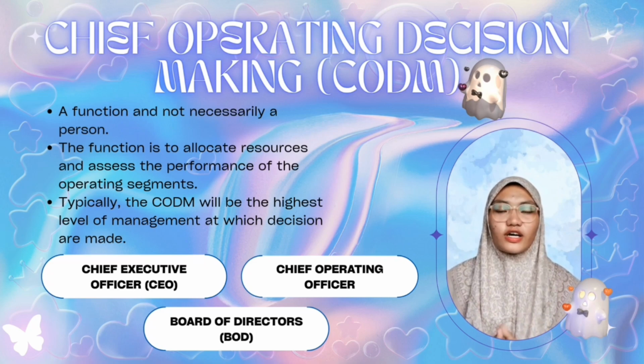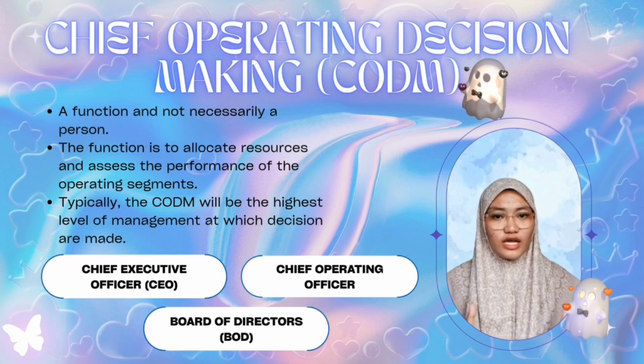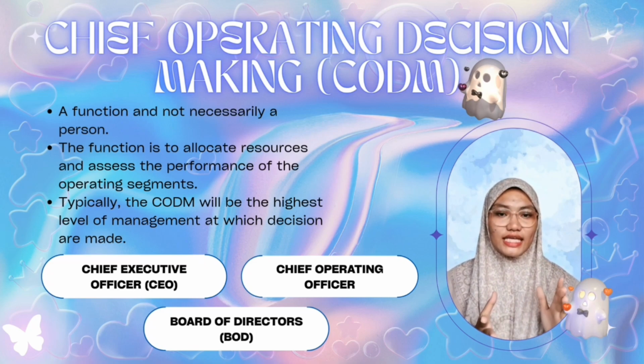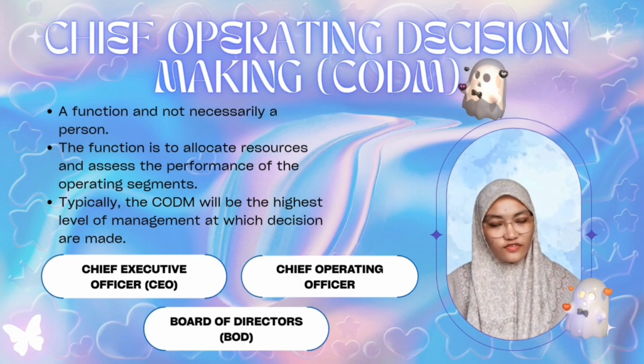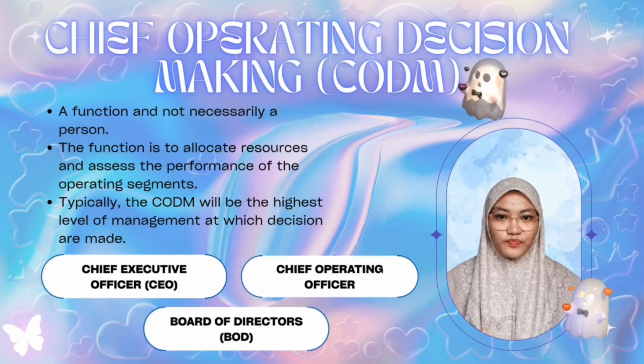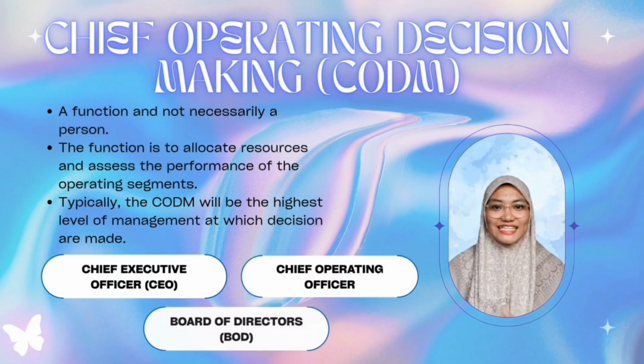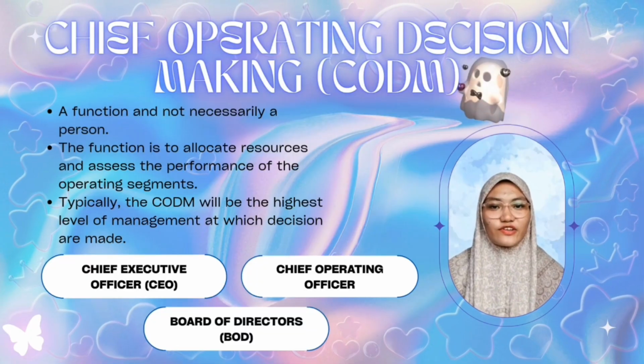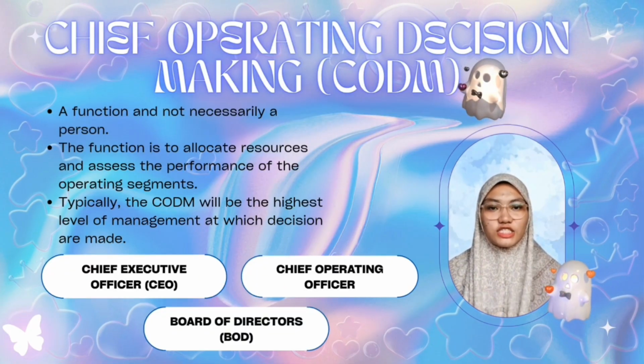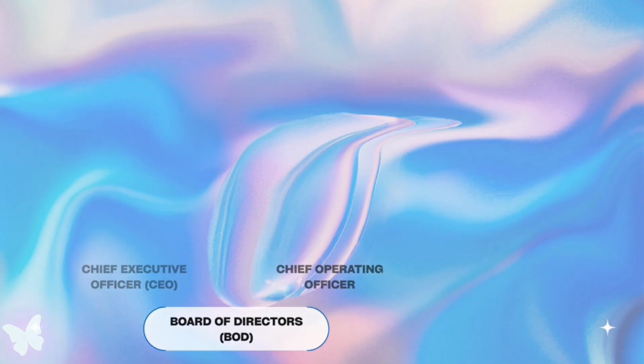The CODM function may, for example, be carried out by the entity's chief executive, chief operating officer, senior management team, or the board of directors. Typically, the CODM will be the highest level of management at which decisions are made. But if a supervisory body is required to provide approval for those decisions, then judgment is needed as to whether the supervisory body is the CODM.